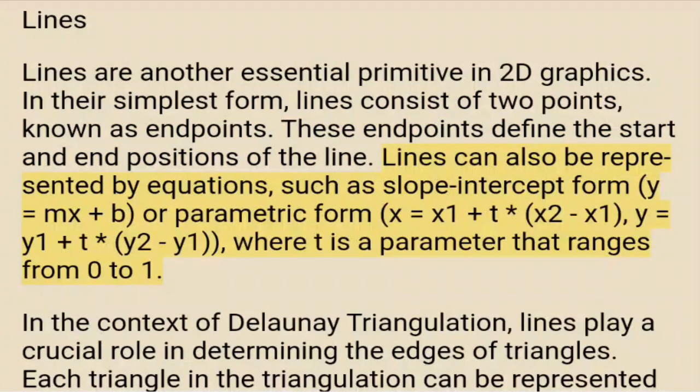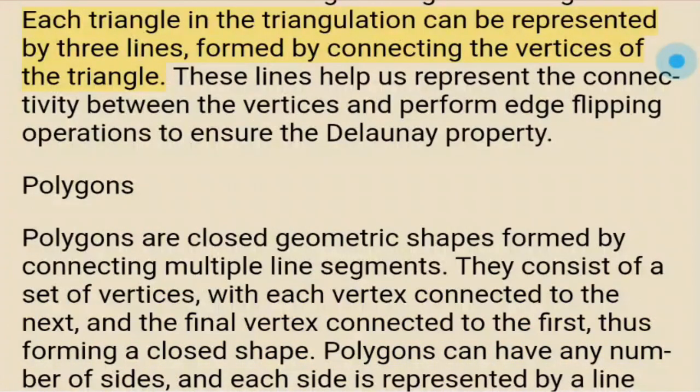Lines can also be represented by equations, such as slope-intercept form y = mx + b, or parametric form x = x1 + t(x2 - x1), y = y1 + t(y2 - y1), where t is a parameter that ranges from 0 to 1. In the context of Delaunay triangulation, lines play a crucial role in determining the edges of triangles. Each triangle in the triangulation can be represented by 3 lines, formed by connecting the vertices of the triangle. These lines help us represent the connectivity between the vertices and perform edge-flipping operations to ensure the Delaunay property.